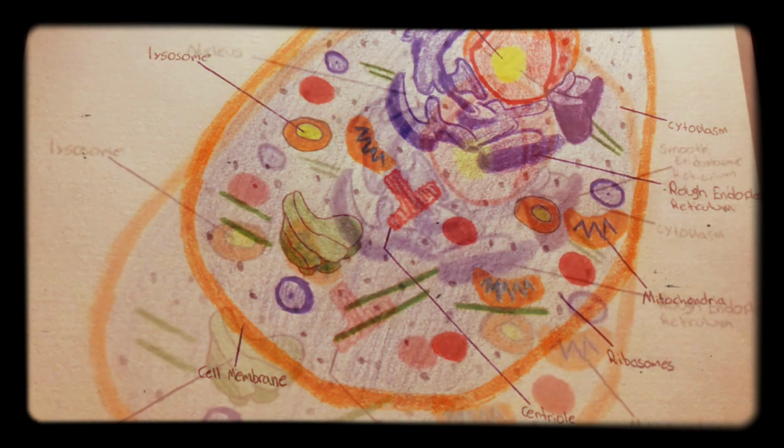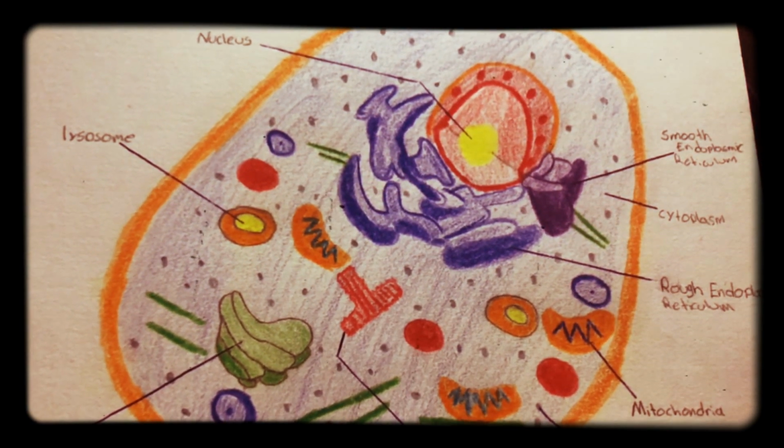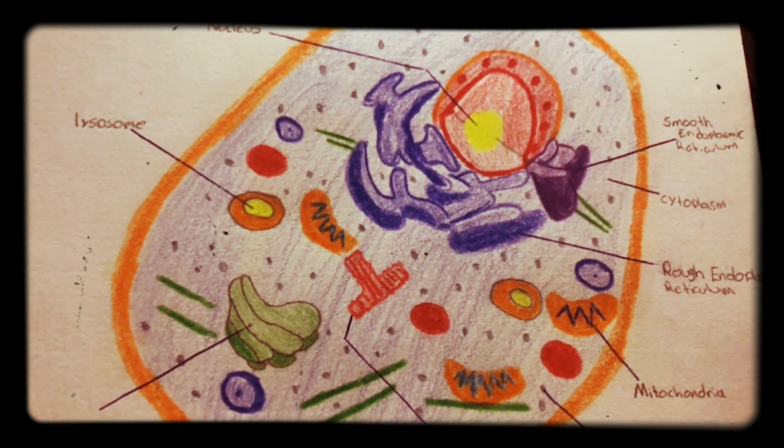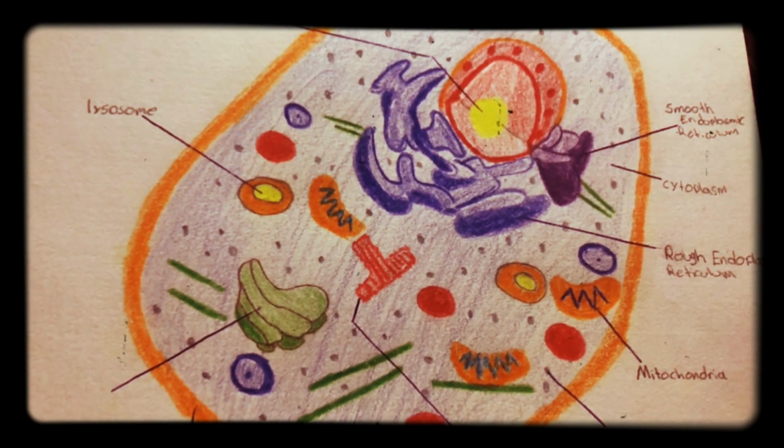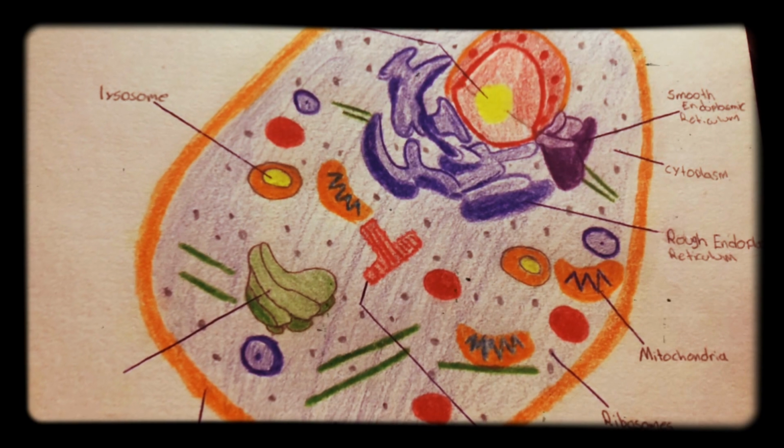Next up is the smooth endoplasmic reticulum, known as smooth ER, and this manufactures cell organelles, steroids, metabolism, carbohydrates, and aids with detoxification.